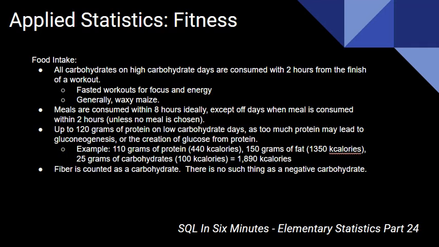Up to 120 grams of protein on low carbohydrate days, as too much protein may lead to gluconeogenesis. That's basically when the body tries to convert protein into glucose. And then, of course, 110 grams of protein. What is that? 440 kcalories. Oh, yeah, this is the example. So up to 110 grams of protein, as you see, 150 grams of fat, 25 grams of carbs. That would be about 1,800, or about 1,900 actually calories.